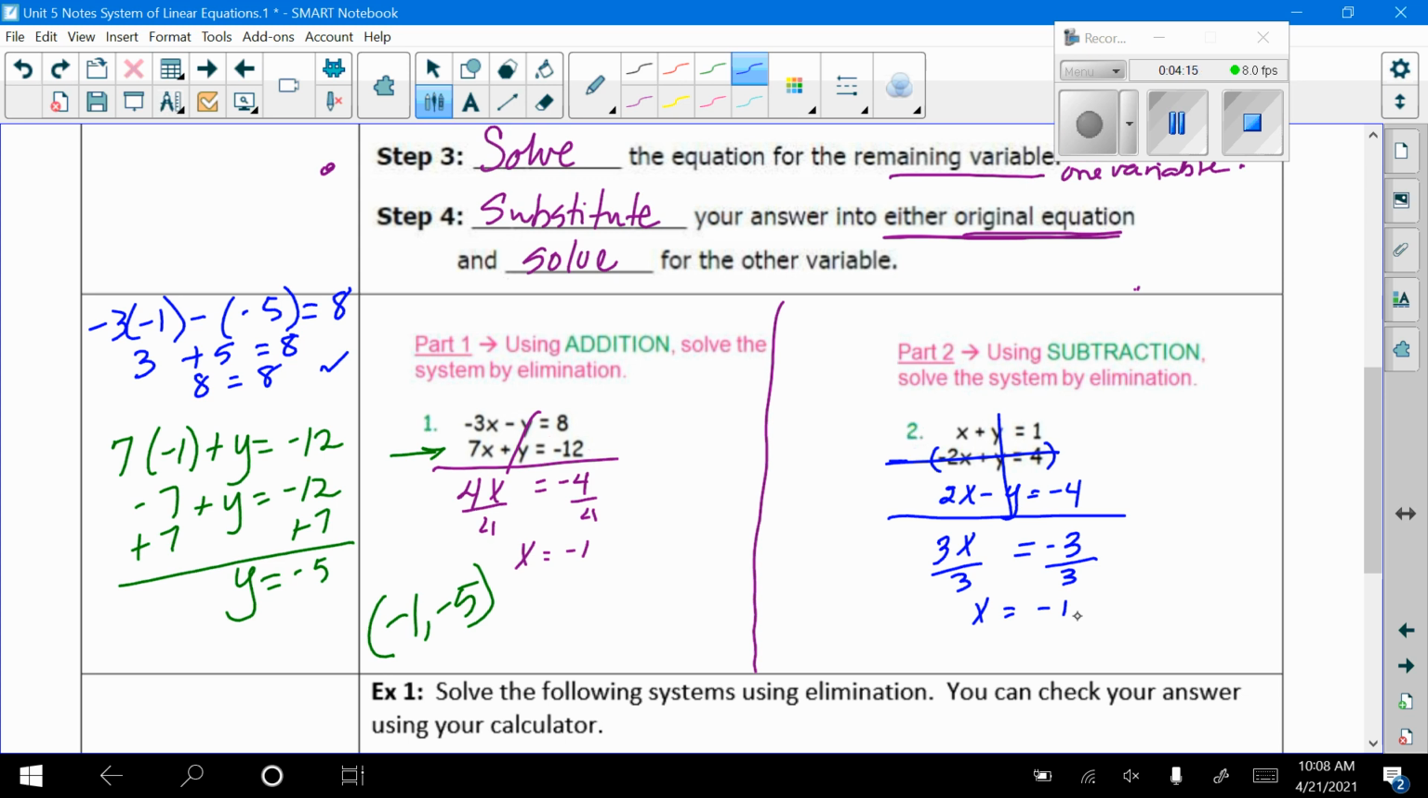We're going to plug that back in, and I would plug it into the easiest one, which would be x plus y equals 1. So negative 1 plus y equals 1. Add 1 to both sides. y equals 2. So my solution would be negative 1, 2.